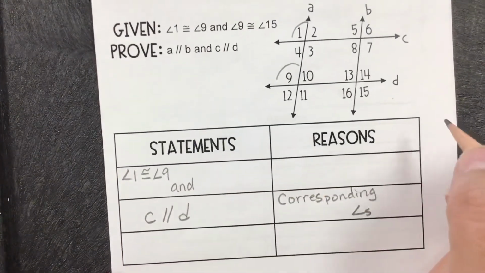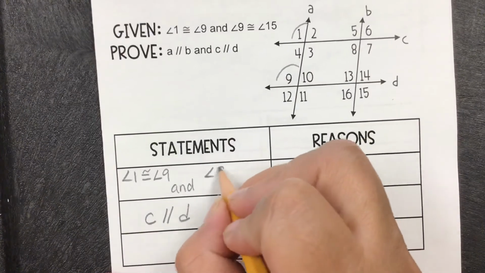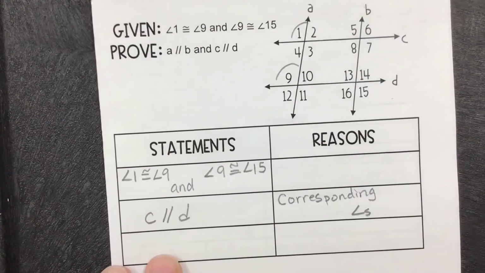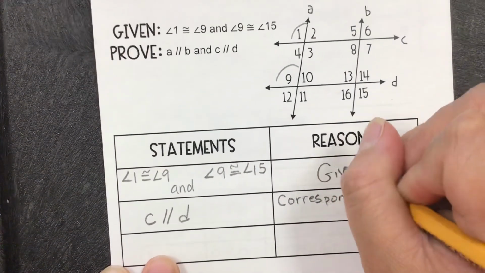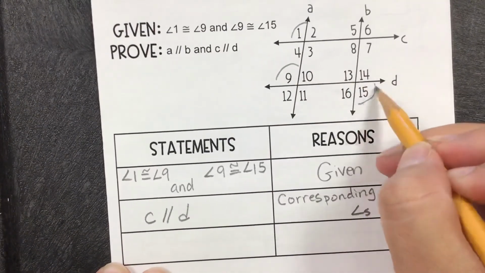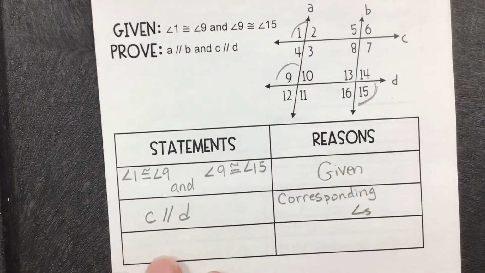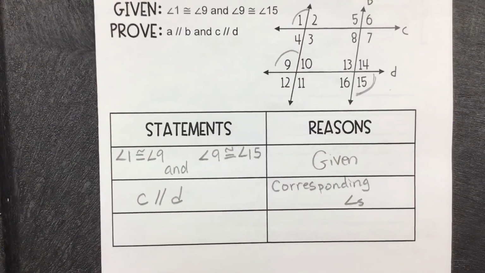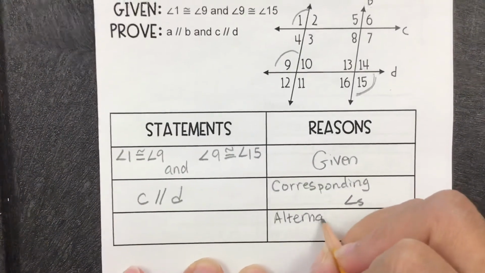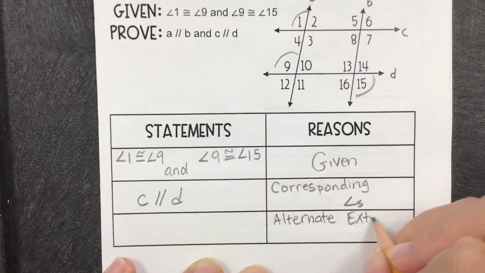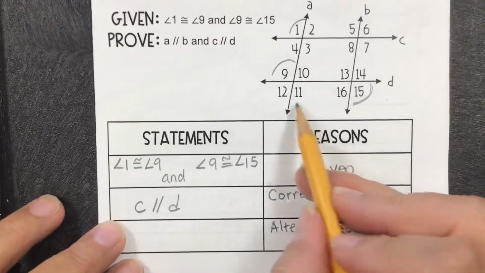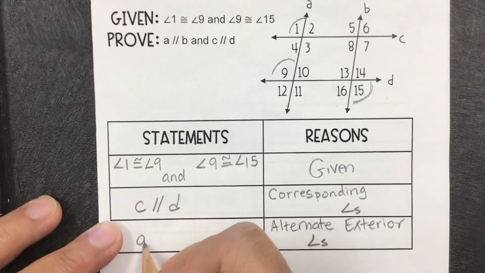And the other bit of information that they give us is that angle 9 is congruent to angle 15. And this information was given. So angle 9 and 15 are what kind of angles? Alternate exterior. Very good. Exterior angles. And that's enough to say that a and b are parallel. a is parallel to b.